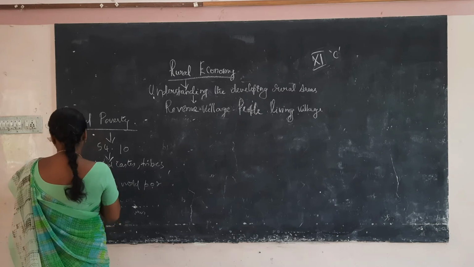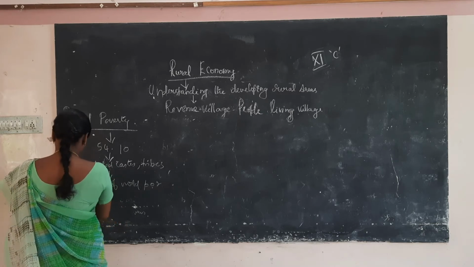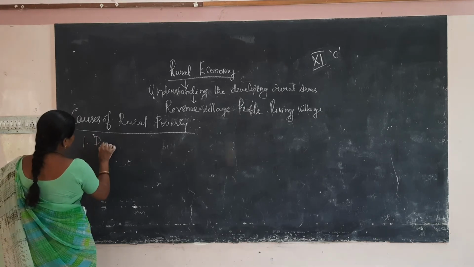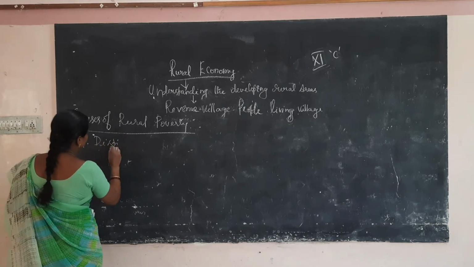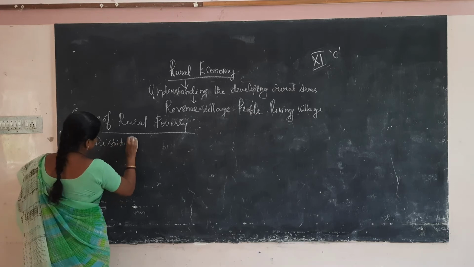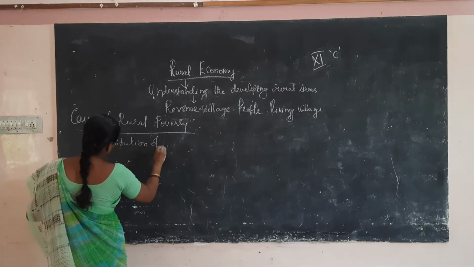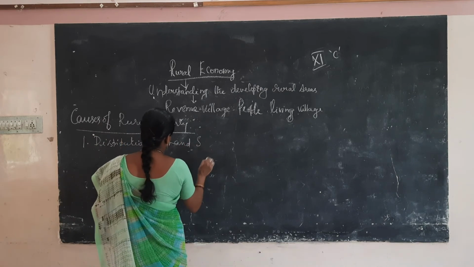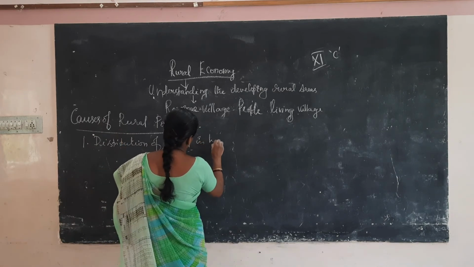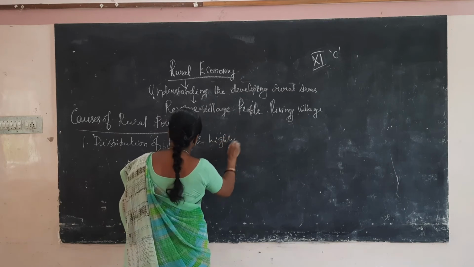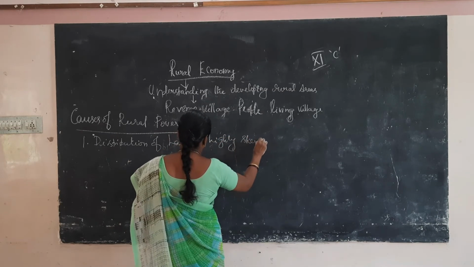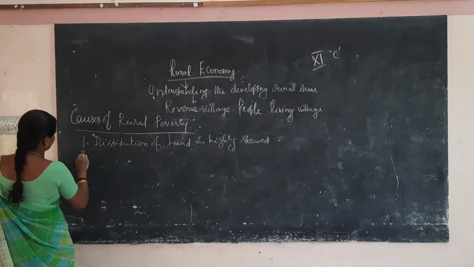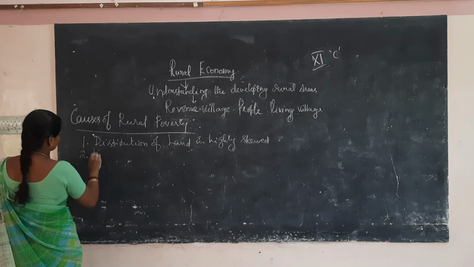Then causes of rural poverty. Land ownership is highly skewed. Next one, lack of non-farm employment.